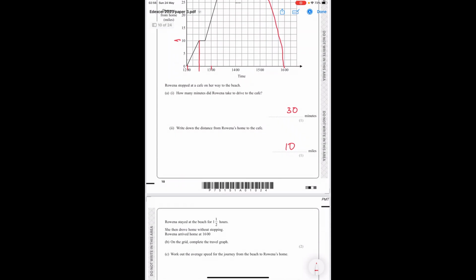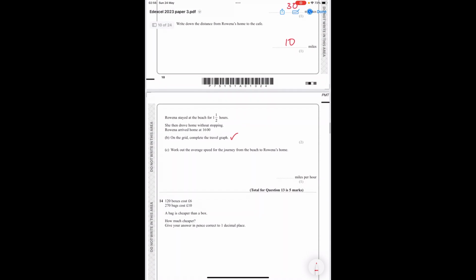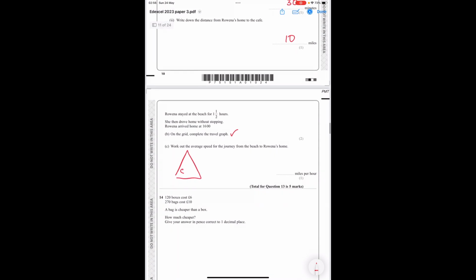On the grid to complete the travel graph, we've done it. Work out the speed. So we know speed is distance divided by time. We know the distance was 35 and the time was 1. So she drove at 35 miles per hour.